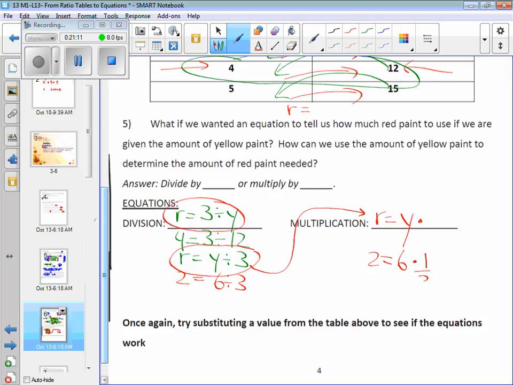You guys know how to multiply fractions. Did you learn that? Did you learn about how to take a whole number and make it improper? What goes on the bottom? Okay. What's 6 times 1? That's 1 times 3.